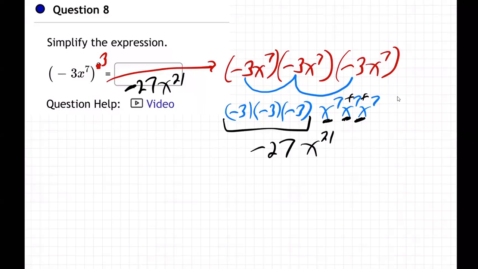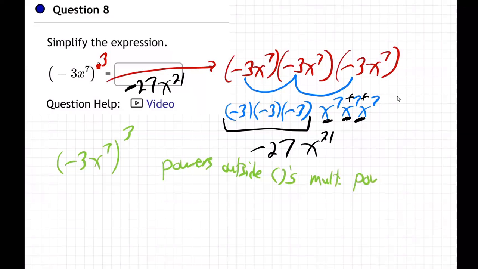Now, I did it kind of longhand. You could do it quicker. Let me redo it and show you how you would do it quicker. Remember the rule we've learned. Powers outside parentheses multiply powers inside parentheses. So this power is going to multiply that power.